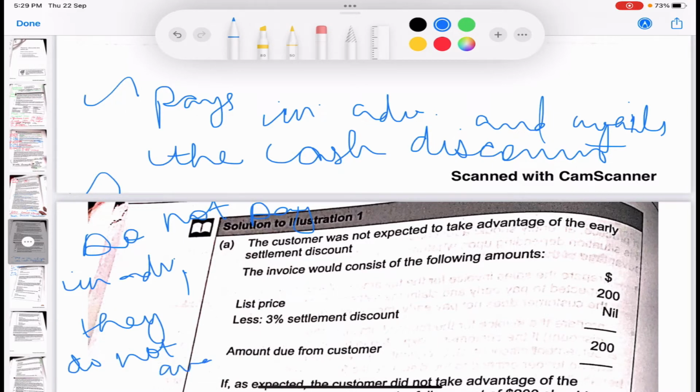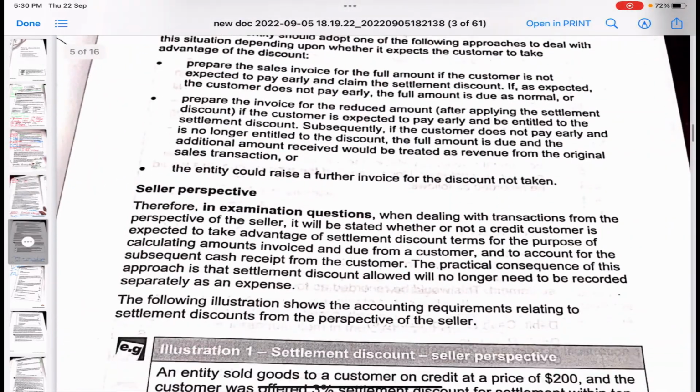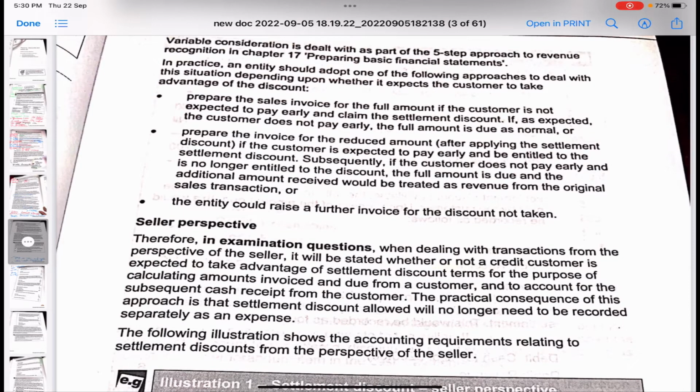Okay, I know you're not able to read what I'm writing because my pen is not working. So the first situation is when the customer is paying in advance and availing the cash discount, and the second situation is when the person is not paying in advance and not availing the discount. Okay, so let us see this.